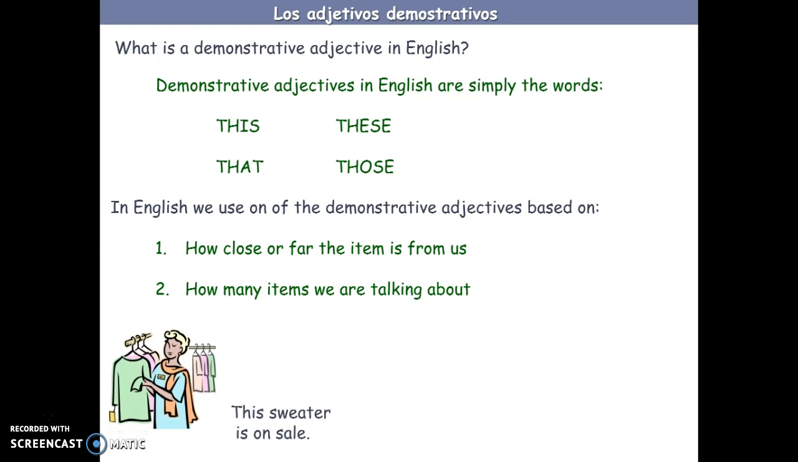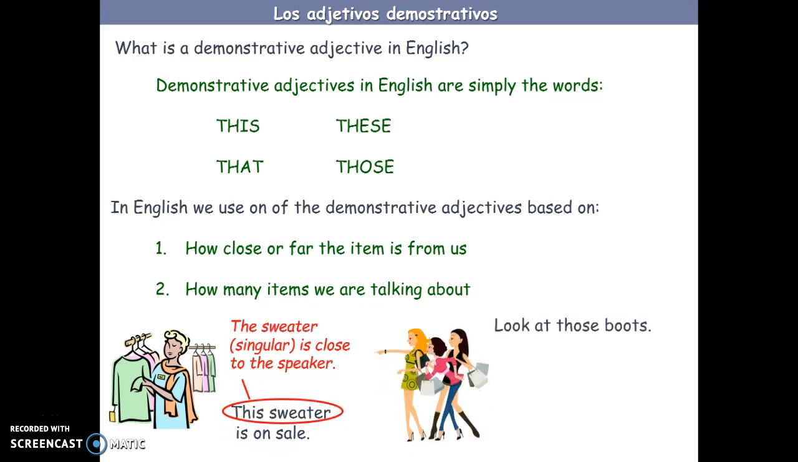So look at this example of this picture. This sweater is on sale. We wouldn't say that sweater is on sale when it is in our hands and we are touching it and feeling it. We would say this sweater, right? Because it's close to us. Because it's close to the speaker.